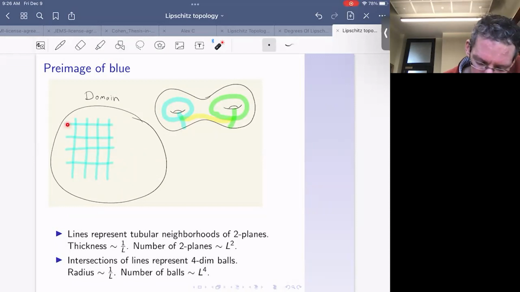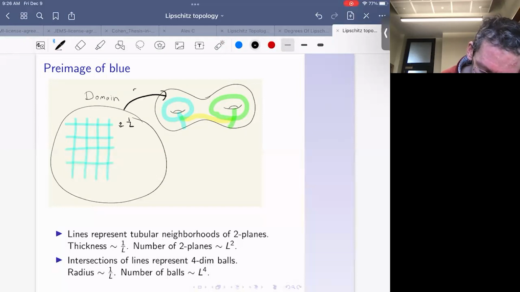Okay, so these are tubular neighborhoods of a two-plane, and they have a small thickness, 1 over L. And that 1 over L comes because then when we stretch it by a factor of L, it's now as thick as this tubular neighborhood here. And maybe I'll put that in the picture. So this little thickness there is 1 over L, and then it stretches. That little thickness there is 1 over L. It stretches by a factor of L, and it gets mapped there where it has length 1.